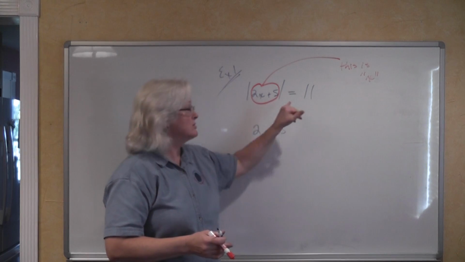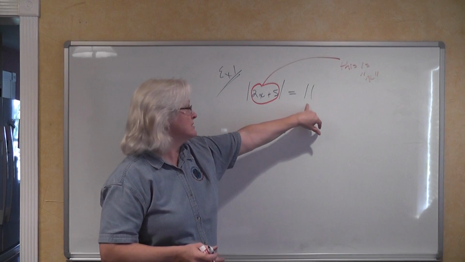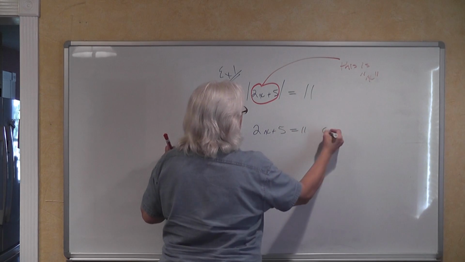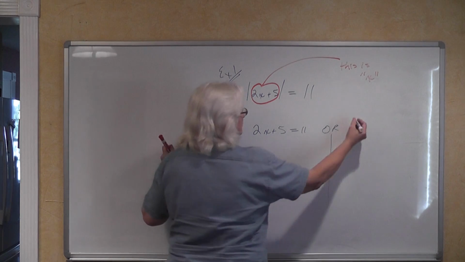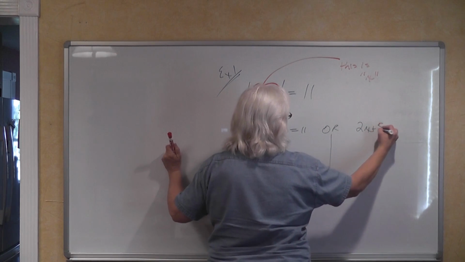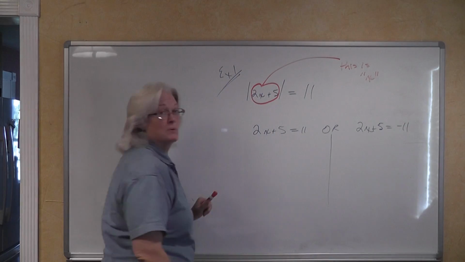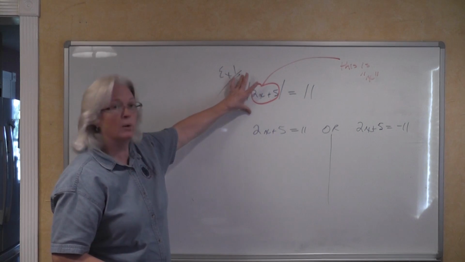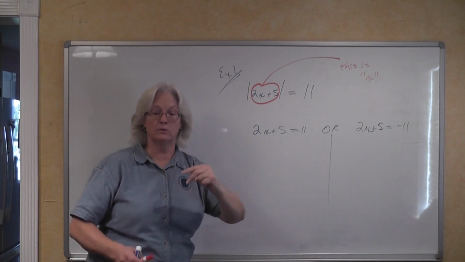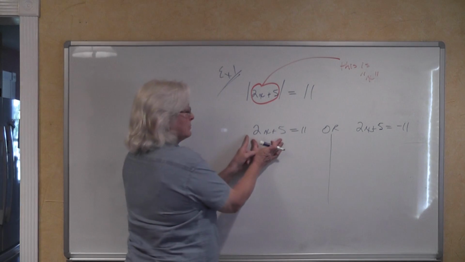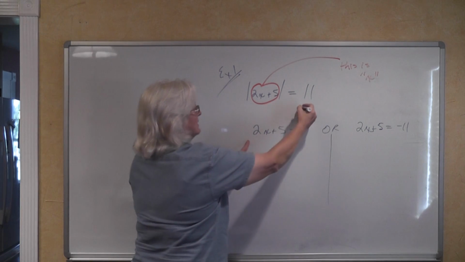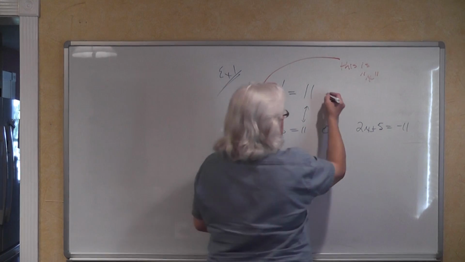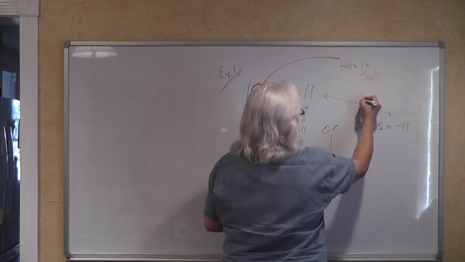Our equation is in balance, so we're going to take this value here of 11. We're going to say that 2x plus 5 can either be equal to 11 or it can be equal to the opposite. 2x plus 5 is equal to the opposite of 11. Every absolute value equation is going to break down for solution into two equations. You take what's inside the absolute value bars, set it equal to exactly what you already have in your equation, or set it equal to the opposite.